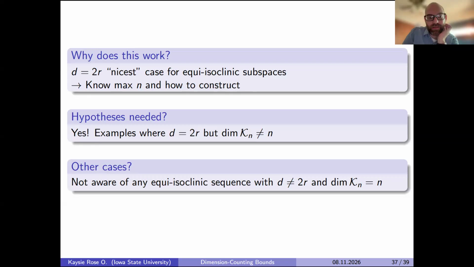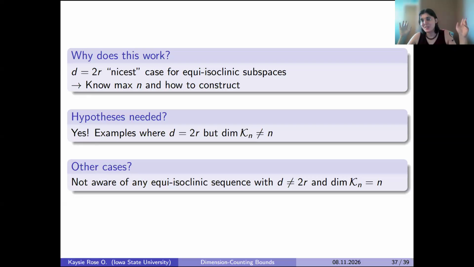Sorry, I think that third thing is incorrect. I think that we do know examples where the dimension of Kn is equal to n and D is not equal to 2R. I think there are some in the Sweet paper. I just wanted to put an asterisk in the recording. I think if you look in the paper, it settles it. Cool. Okay. Apparently, we do know examples.